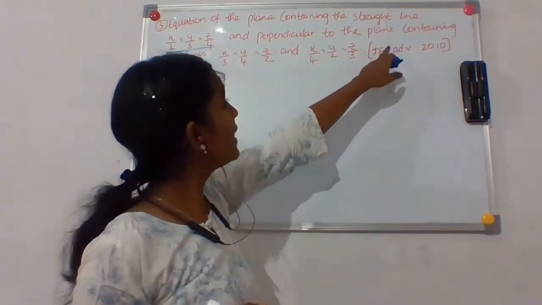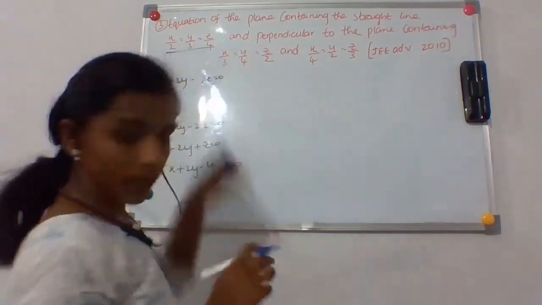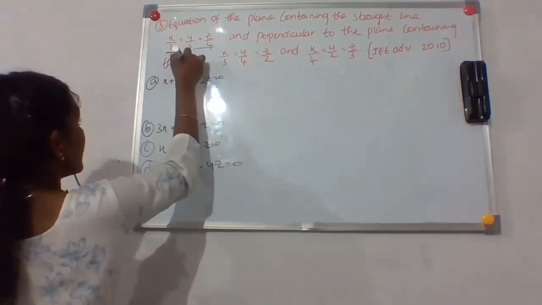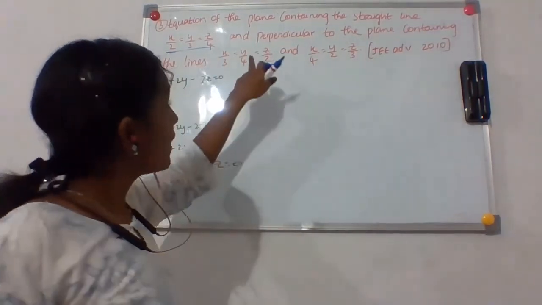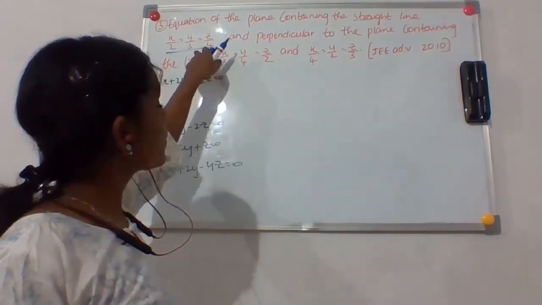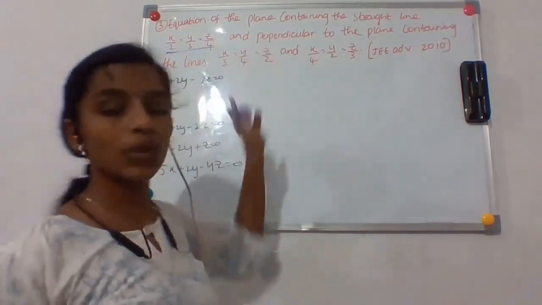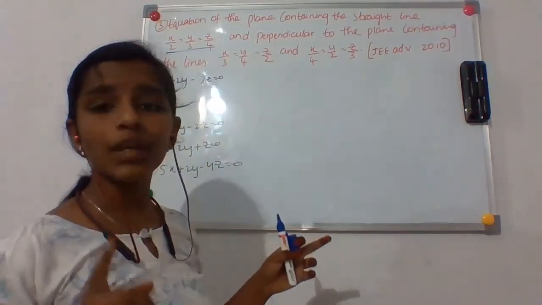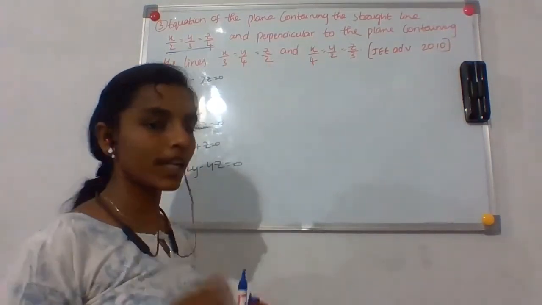So what is that plane? That plane contains these two lines. Okay, so the required plane contains the straight line and is also perpendicular to this plane that contains these two lines. Okay. So the first thing we have to do is find out the equation of the plane containing these two lines. So let us find that equation.